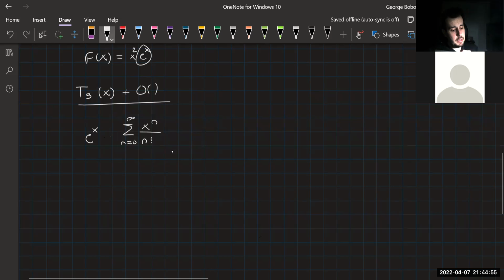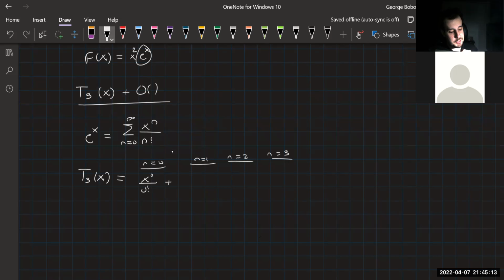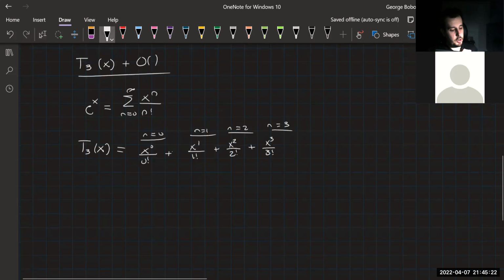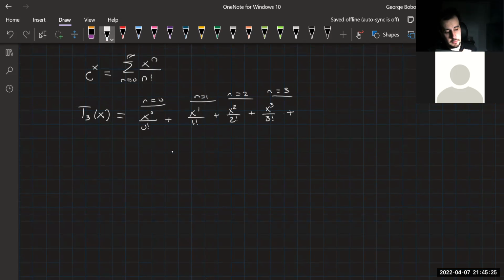So again, if we want T3, then here we're going to start plugging in the numbers, like you said. Okay, so we get x to the 0 over 0 factorial plus x to the 1 over 1 factorial plus x to the 2 over 2 factorial, etc. And then other terms, because the next one is going to be x to the 4th over 4 factorial, that we can replace with O of x to the 4th.